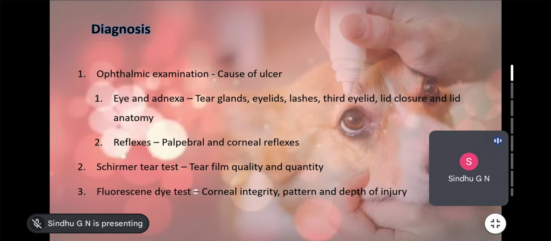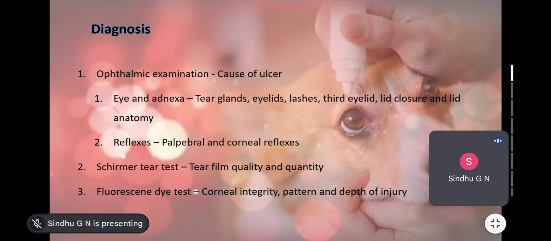Coming to diagnosis of corneal ulcerations, first one is ophthalmic examination to find out the cause of ulceration. There can be eye or adnexa changes like tear glands or eyelids, eyelashes, third eyelid, or get affected, or there is any defect in the lid closure and lid anatomy, possibly due to trauma, any lacerations on the eyelid, entropion or ectropion can cause corneal ulceration.